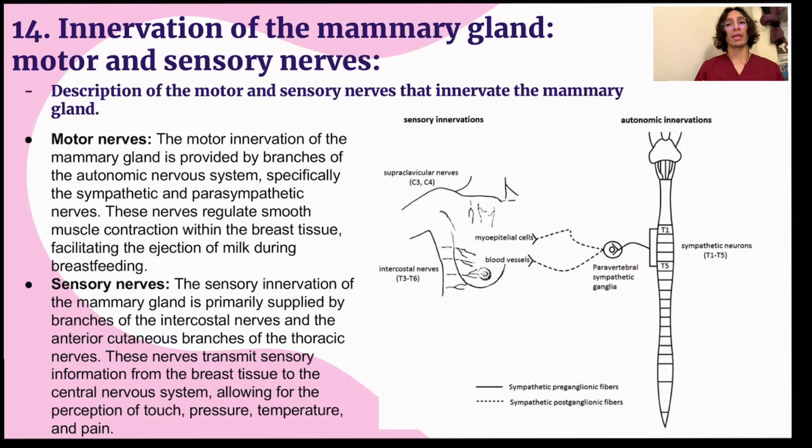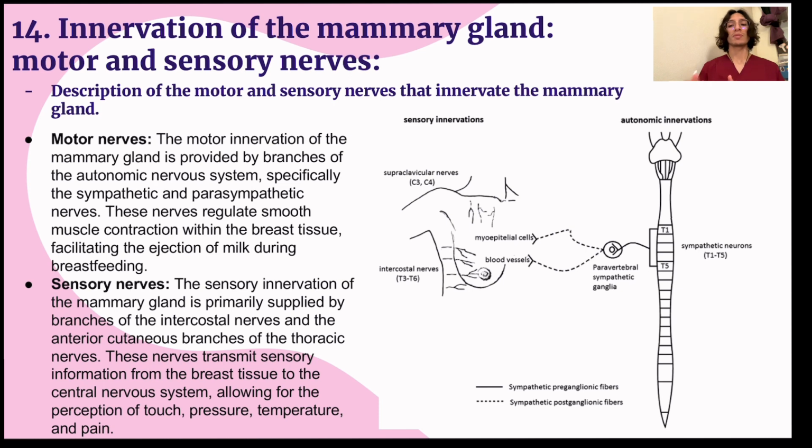The innervation of the mammary gland: motor and sensory nerves, or sensory or autonomic. It's the same as motor. Motor nerves. The motor innervation of the mammary gland is provided by branches of the autonomic nervous system, specifically the sympathetic and parasympathetic nerves. These nerves regulate smooth muscle contraction within the breast tissue, facilitating the ejection of milk during breastfeeding. Sensory nerves. The sensory innervation of the mammary gland is primarily supplied by branches of the intercostal nerves and the anterior cutaneous branches of the thoracic nerves.